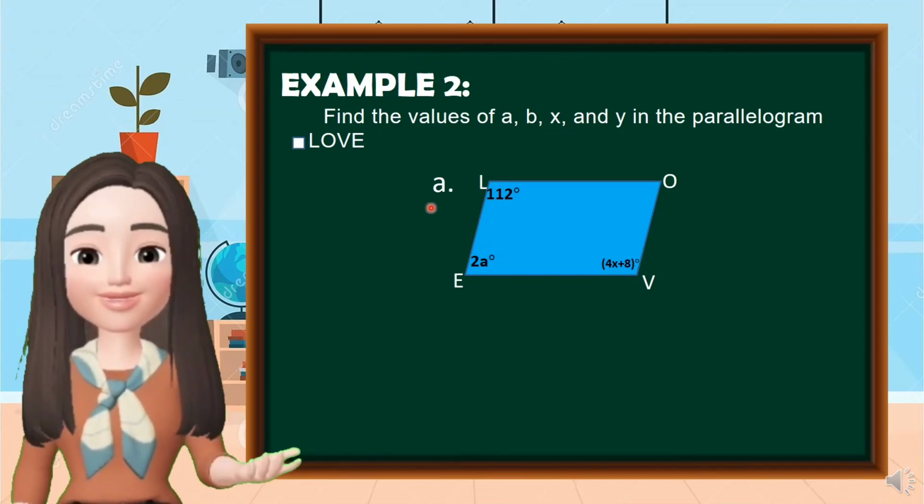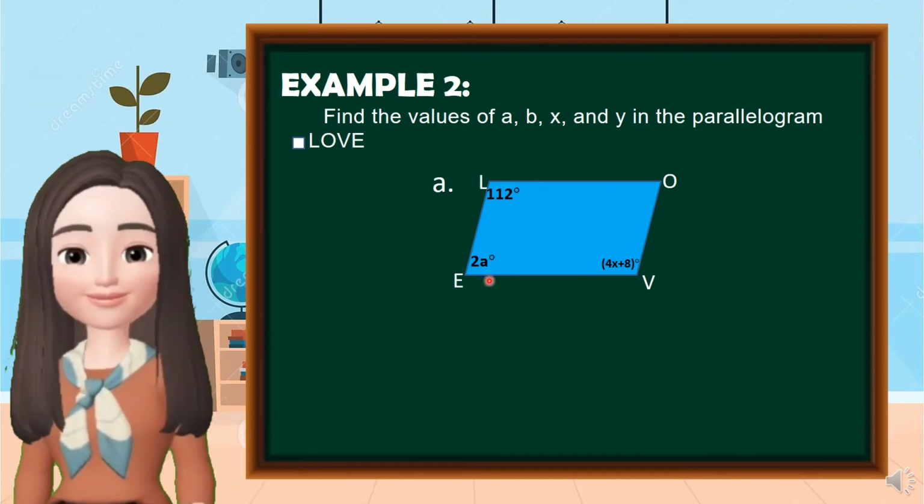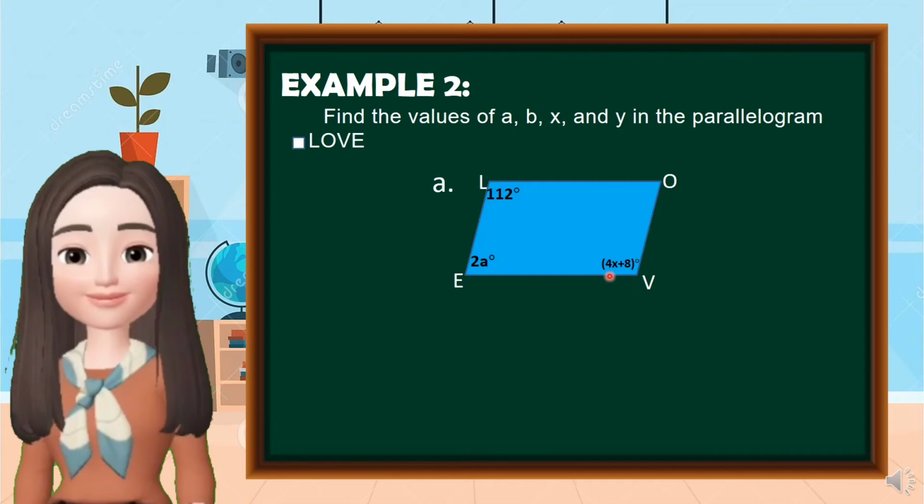Here in our letter A, for our parallelogram LOVE, ang mga hinihingi dito, ang mga unknown variables, ay A and X. Ano? A and X. So here, how can we solve this? Okay. So una, alamin muna natin or isipin muna natin what property or what properties of a parallelogram can help us in solving for the value. So gamitin natin yung mga pwede nating pruweba.